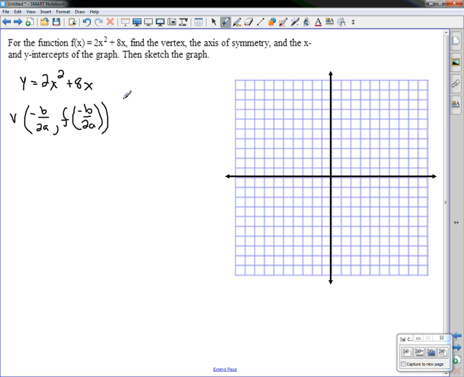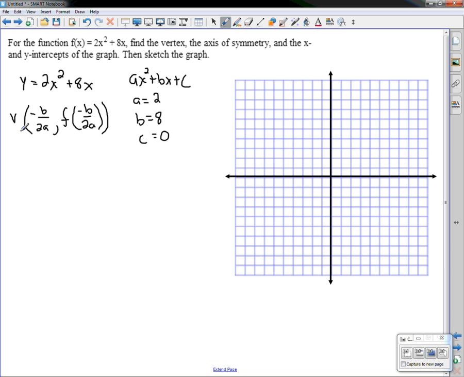Now remember, we're dealing with a quadratic which has a standard form of ax squared plus bx plus c. So a, b, and c are the values you're going to see in your formulas as we work through. So this b and this a are the b and the a that were in front of your x's. So for this example, a equals 2, b equals 8, and c equals 0. So we can put a plus 0 back there if you wanted to see that.